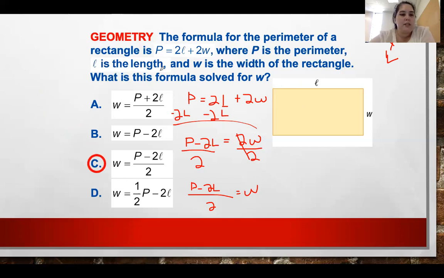To go over the other answers, A has the plus sign, so that's why this is wrong. Here in B, we forgot to divide by 2. And here in D, you did divide the P in half, but you forgot to divide the 2L in half. So that's why that does not work.